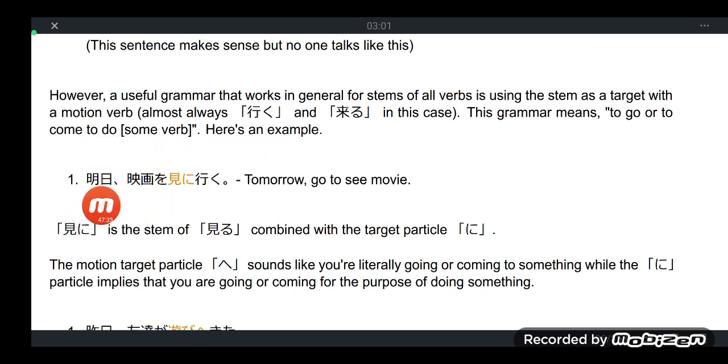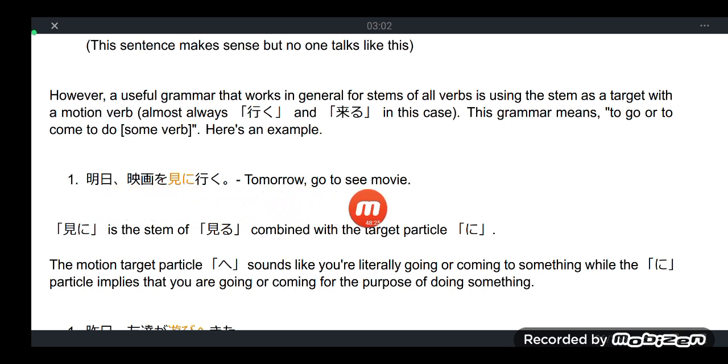Here's an example. Ashita eiga wo mini iku. So this mi is actually miru, but they take the extracted stem for the ichidan verb miru. I have told you that if you're dealing with ichidan verbs or ru-verbs, you just have to drop the ru. So the ru in miru was taken out, so mi was left, and that mi is now a noun. So this noun becomes a purpose. What is the purpose of going? The purpose is mi. The purpose is seeing a movie.